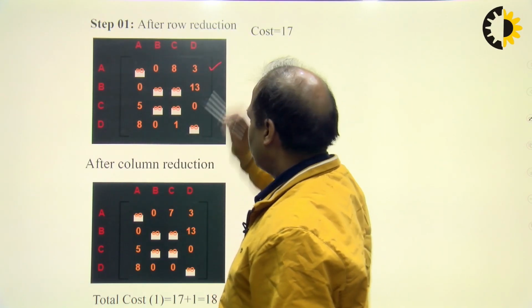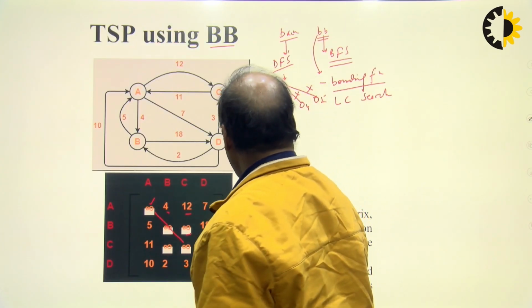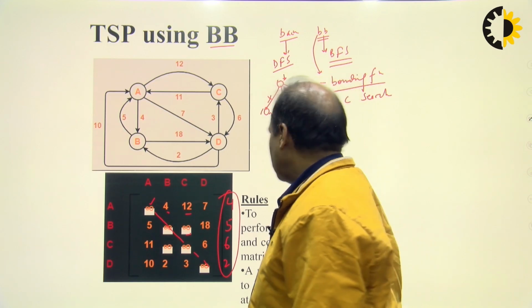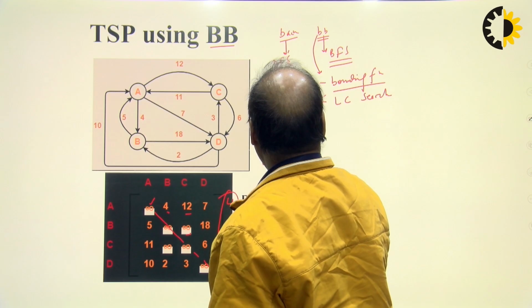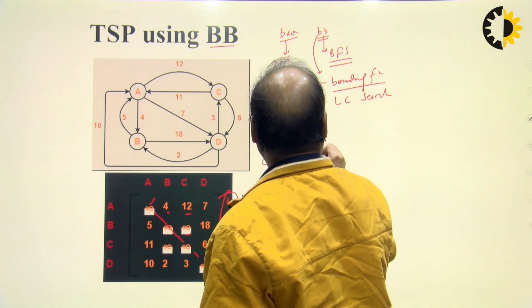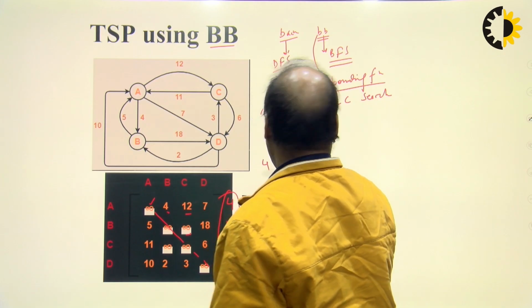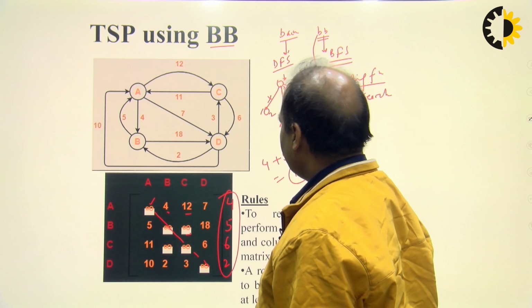After the row reduction technique, we get this value, and we compute how much cost was involved in reducing the rows. So this is 4 plus 5 plus 6 plus 2. This is going to be 17. So the row reduction cost is 17.